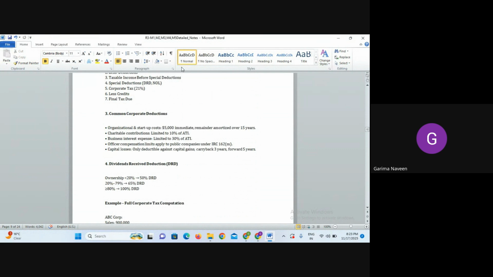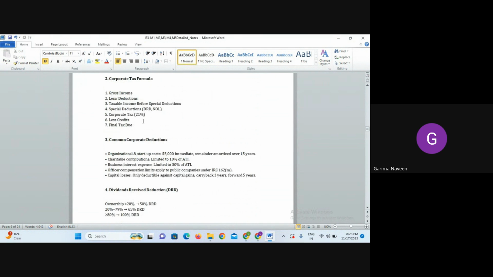Okay. So common corporate deductions: first of all, if we talk about gross income, gross income means what income a company is receiving.